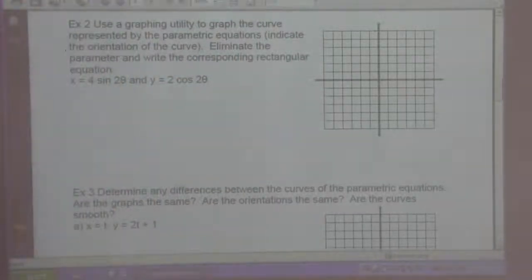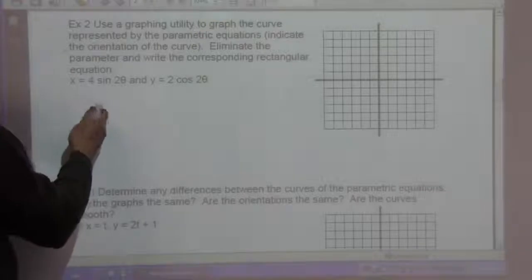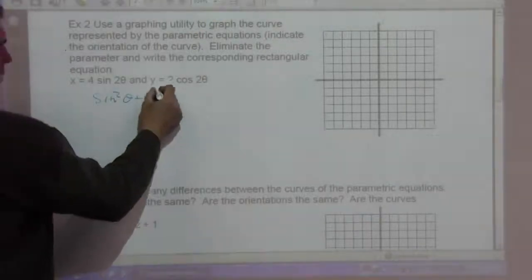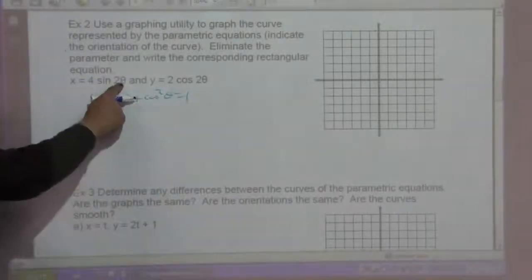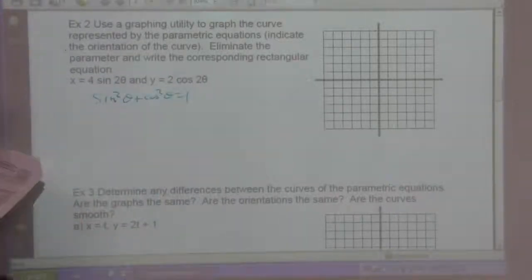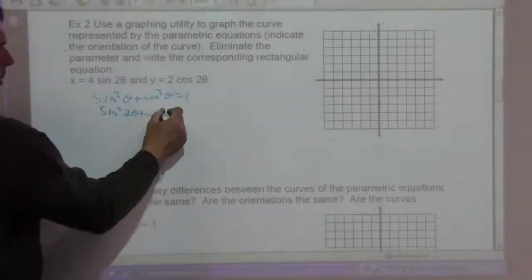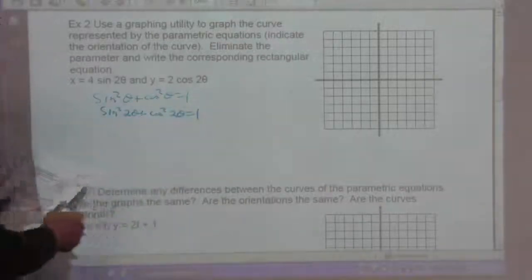Example 2 says use a graphing utility to graph the curve represented by the parametric equations. Indicate the orientation of the curve, same thing as before. Then eliminate the parameter and write the corresponding rectangular equation. Let's just go and look at that parameter right off. We know that sine squared theta plus cosine squared theta equals 1. And these are in terms of the parameter theta, by the way. So that's sine squared of 2 theta plus cosine squared of 2 theta equals 1.